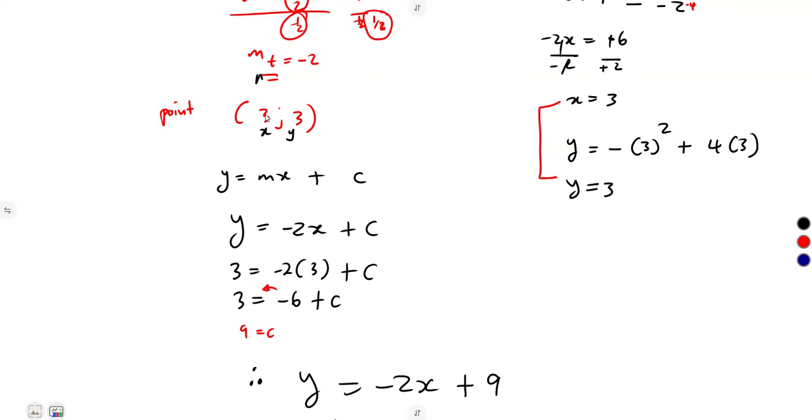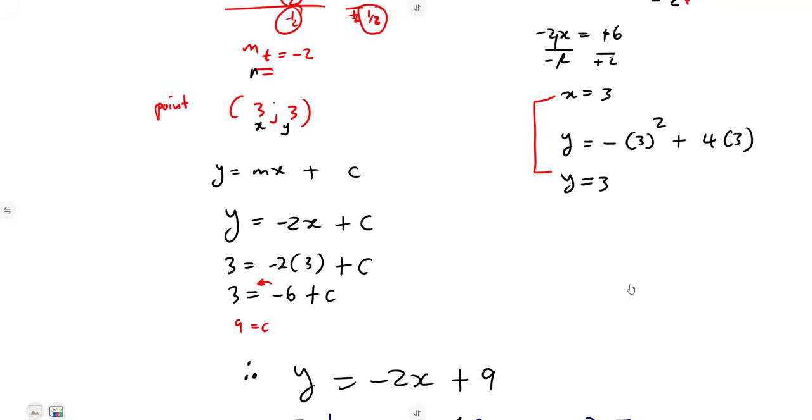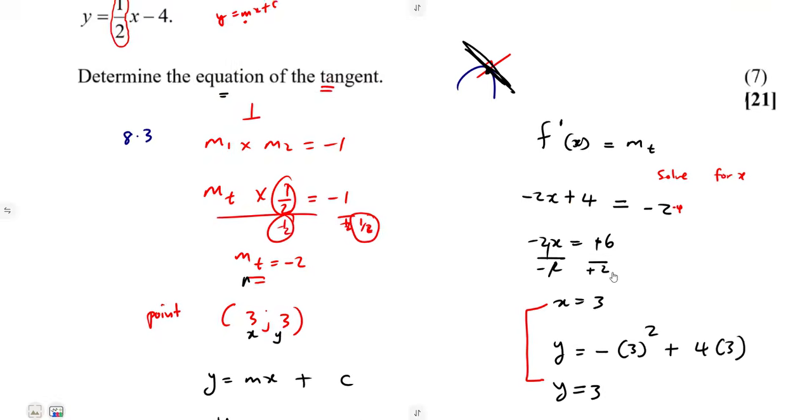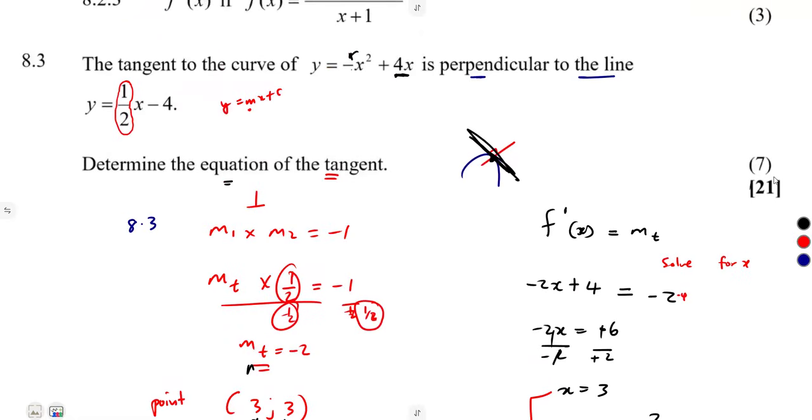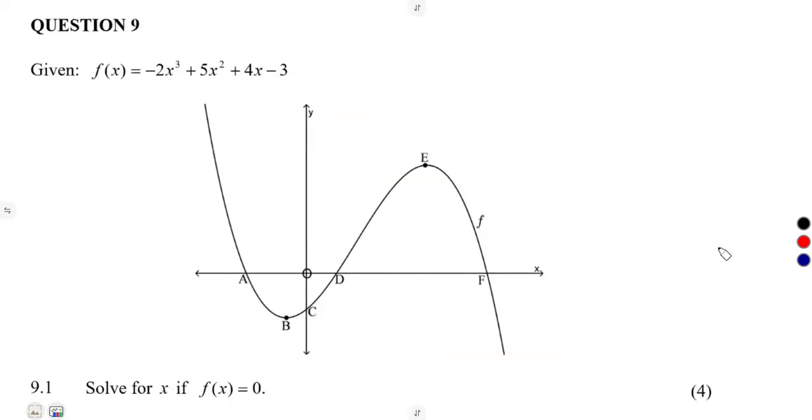So you see, guys, it's just a matter of playing around with the questions, playing around. But that was it. That was it on 8.3, a total of what? A total of 7 marks and 21 marks for the total of question 8, I mean.